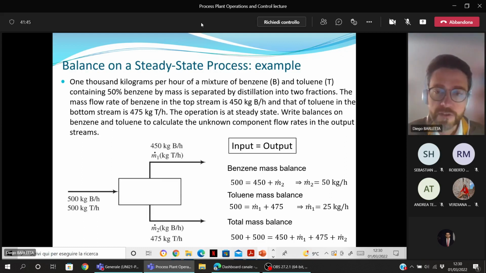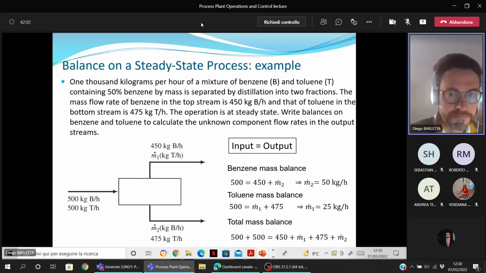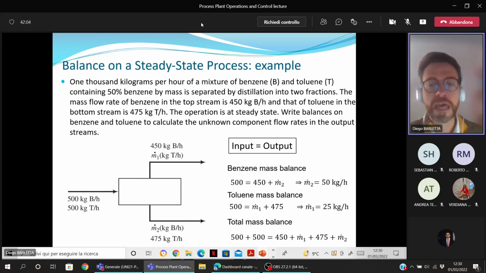Okay. So I can write either the balance equation on the two components, or alternatively, I could write one balance equation on one of the two components and the total mass balance equation. In both cases, I will have two equations in two unknown variables. So the system is well posed.